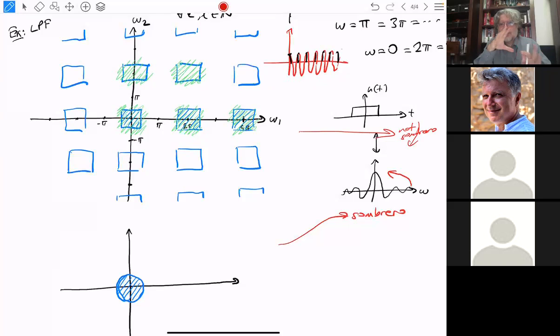This is how the 2-dimensional discrete time Fourier transform looks. And this look is very important for us for our analysis purposes.